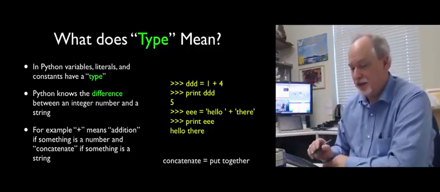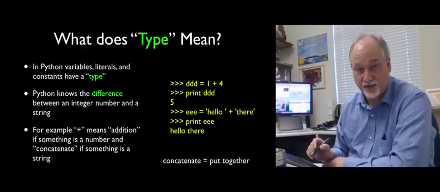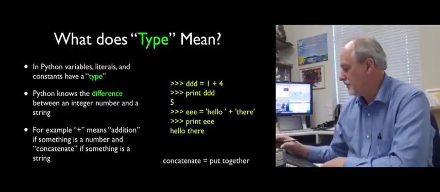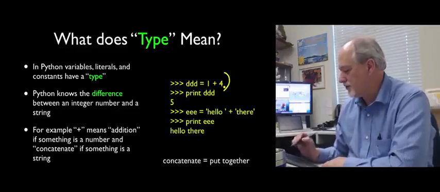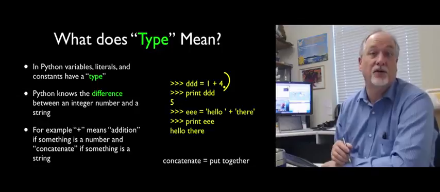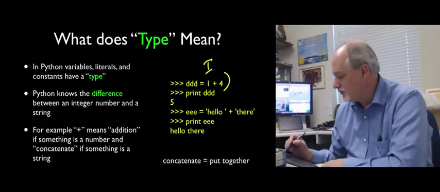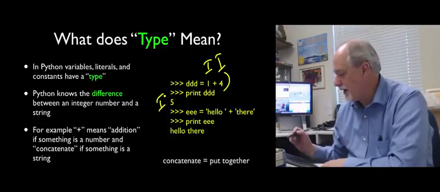Now the interesting thing is Python is very aware of the type and can use the same syntax to accomplish different things. So if we look at this line here where we say dd equals 1 + 4, well, it looks at the 1 and looks at the 4 and says, oh, those are two integers. I will add those together and give you a 5. So an integer comes back.